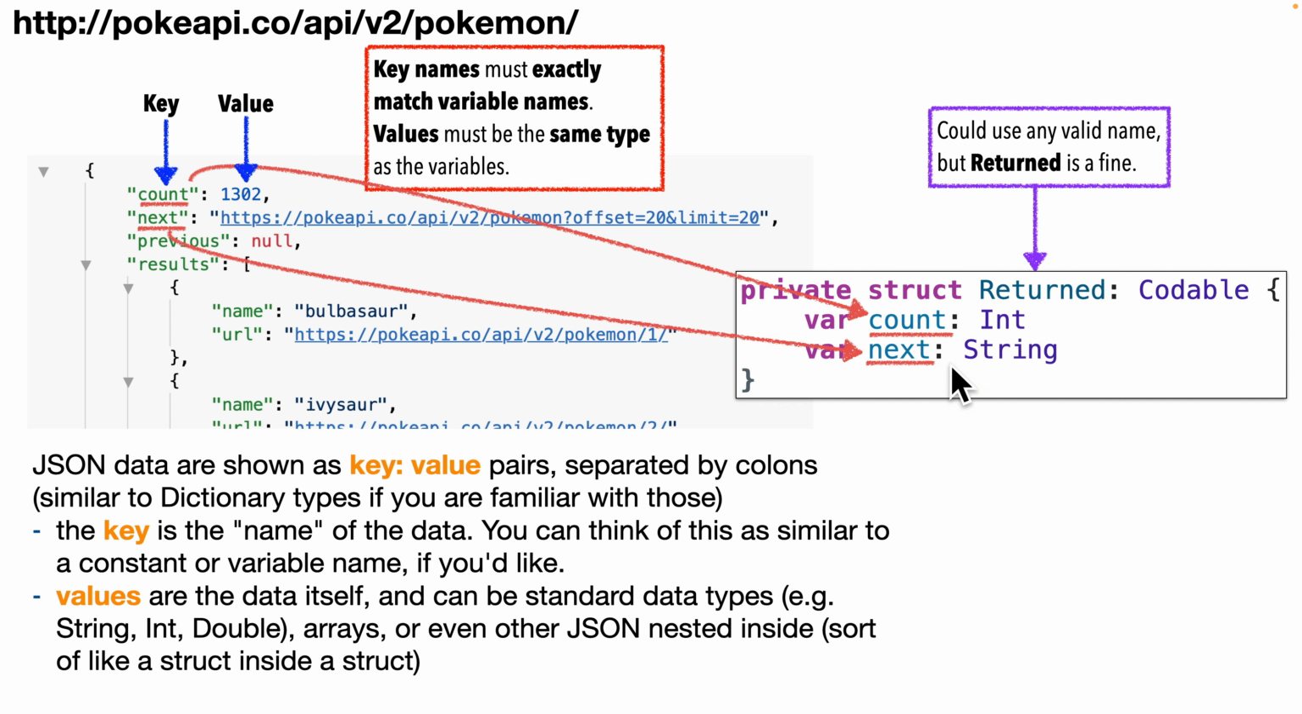And not to get too far ahead of ourselves, but you see how previous is null here? Well, if I clicked on this, it would go to the previous page of Pokemon. But since there's no previous page, since this is the first page, that's why it says null. Null is JSON speak for nil in Swift. Eventually we're going to get page after page of Pokemon, and when we get to the very last page of Pokemon, this next value is going to be null too.